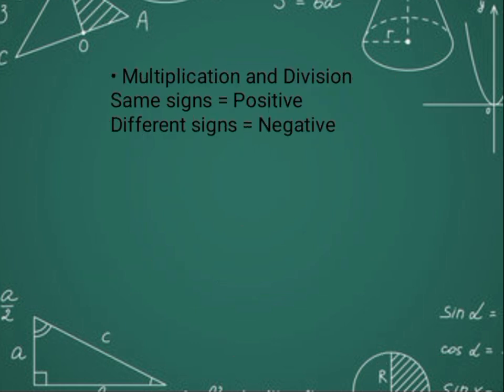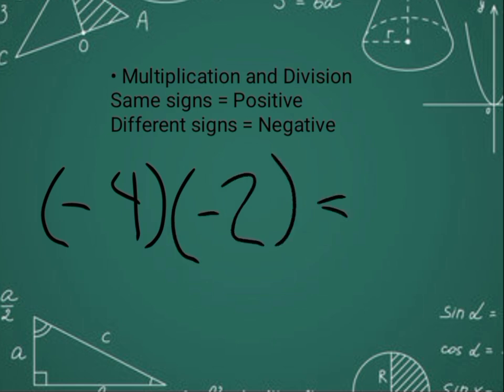We have the multiplication and division. In this operation, same signs is positive, different signs is negative. For example, we have negative 4 times negative 2. It is equal to 8. Why? Because it is same negative signs, and in this rule, same signs is equal to positive.